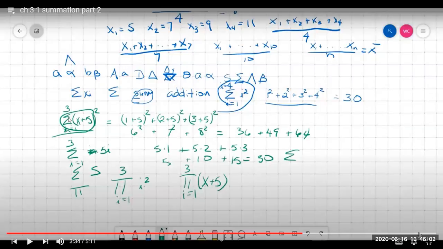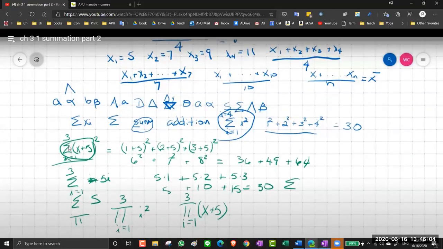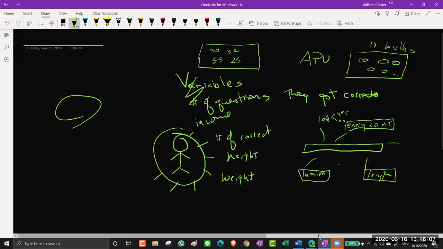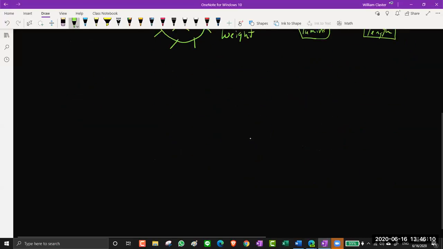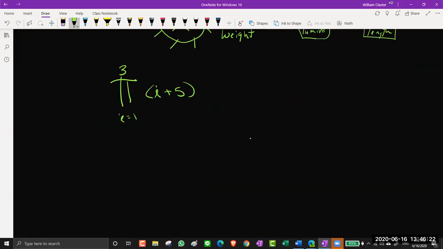So, okay, let me just fix that. Let me do it here. So suppose I had pi of I plus 5, and I goes from 1 to 3. Can anyone guess what this means? But if I ask you this, you know what it means, right? Everyone knows that, right?